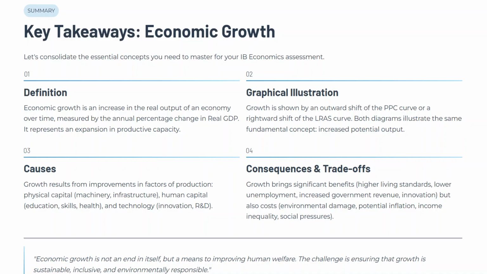Growth has significant benefits, higher living standards, lower unemployment, but also serious potential costs, environmental damage, inequality. The challenge for modern economies is to achieve sustainable and equitable growth.